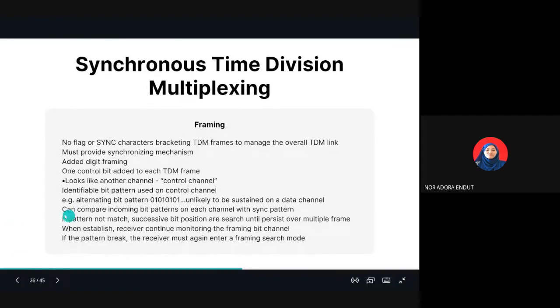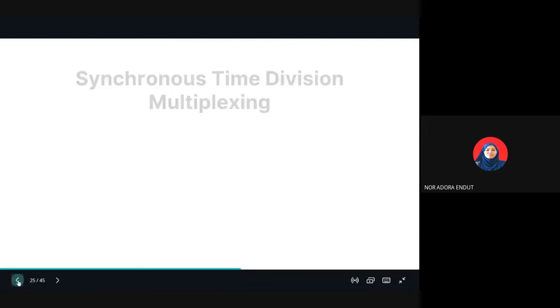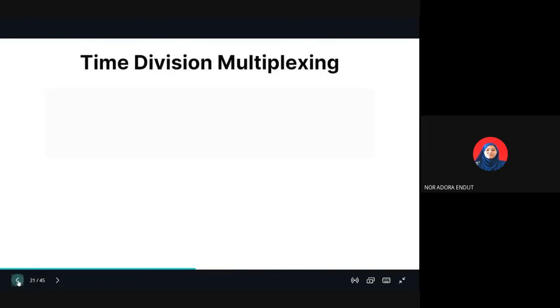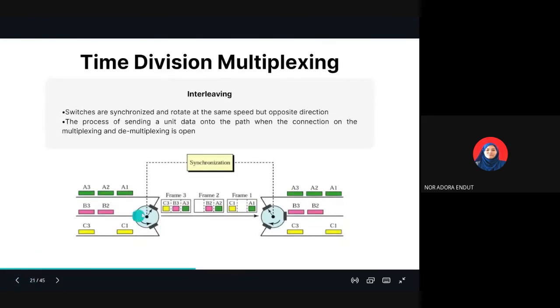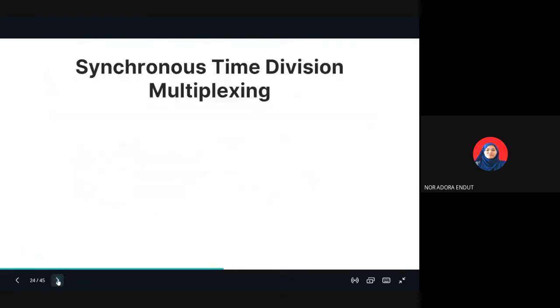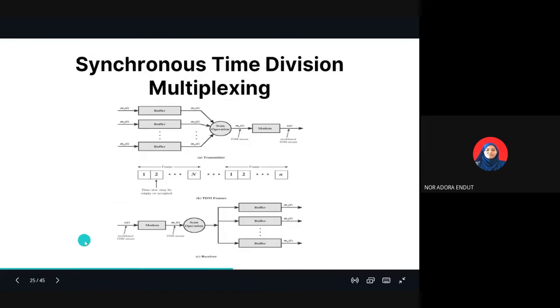Then there is another weakness, in terms of synchronization. Okay, this concept. You need to have proper timing so that you send to the correct time slot and then from the time slot send to the correct user. Okay, so if there is lack of synchronization, you might come into error.